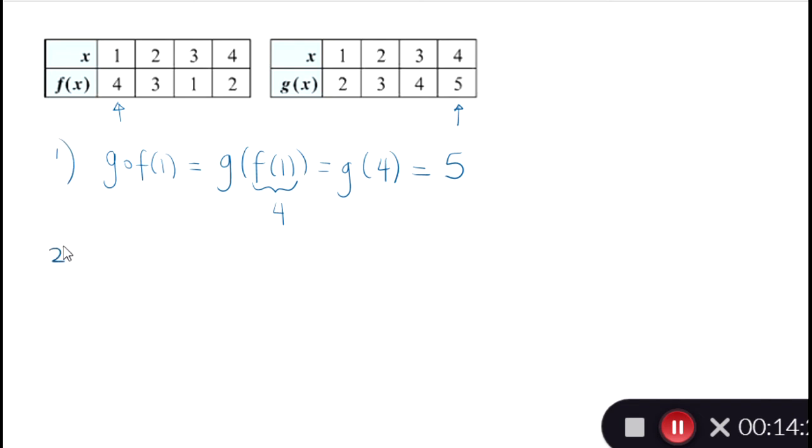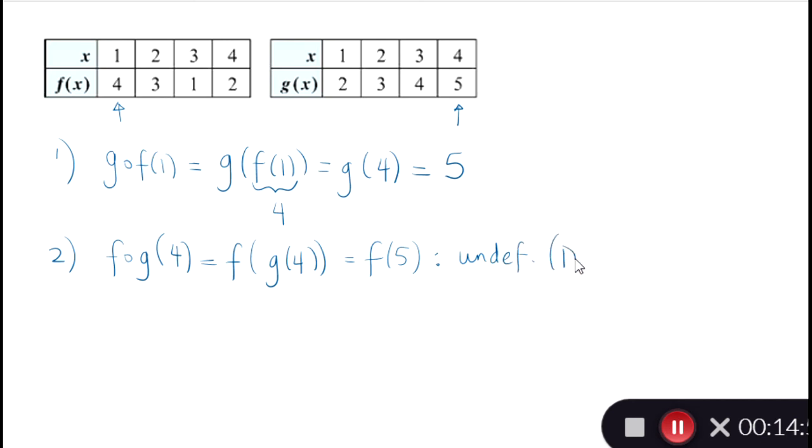Now let's take a look at the second problem. It says find f composed with g of 4. So I'm looking at f of g of 4. Now look at g of 4, I already know that, which is 5. So I'm looking at f of 5. But f of 5 is not given in the table. So that means f of 5 here is undefined. Or you can just say it does not exist. It's the same thing. In the table, we don't have a value for 5.